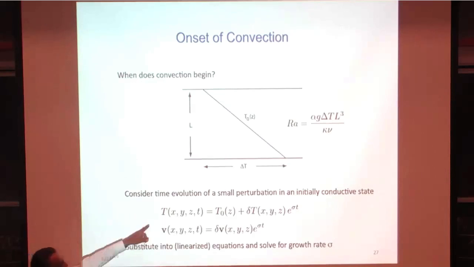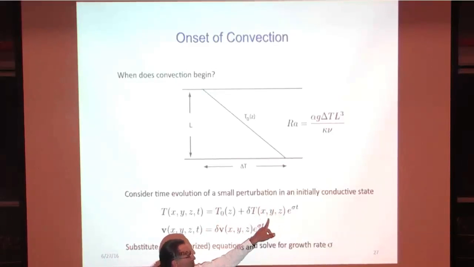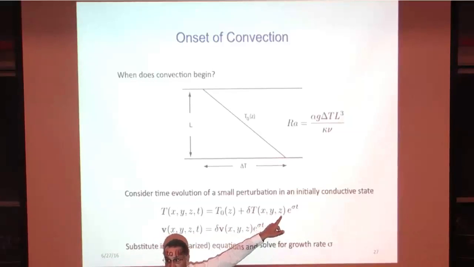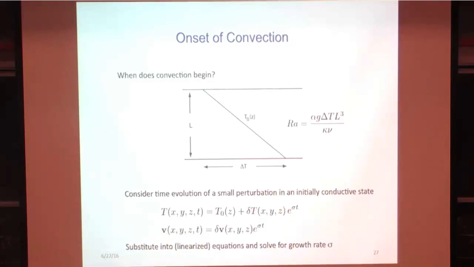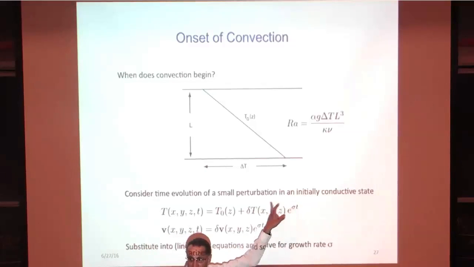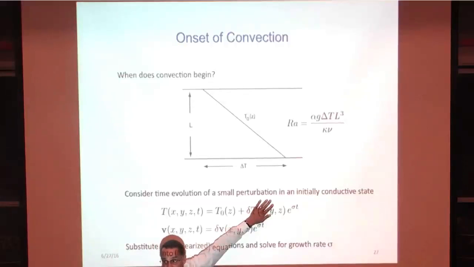And so mathematically, you let your temperature be equal to the solution to the conduction problem. It varies linearly with respect to depth. You let it vary in space, x, y, z, and you assume it has an exponential dependence on time. If the conductive solution is unstable, sigma is going to be positive. If it's positive, what happens to the term on the right-hand side? It grows with respect to time. If sigma is negative, it decays back to 0, and the solution then approaches your conductive solution.